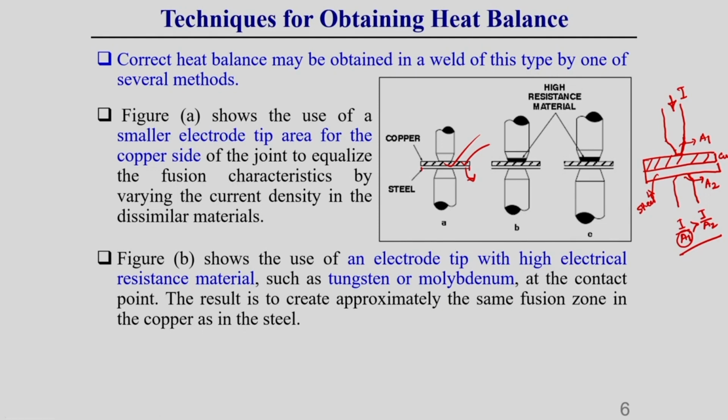Apart from this, another thing we can use is that the electrode diameter generally remains the same, but at the tip of the electrode some high-resistance type of metal is used.